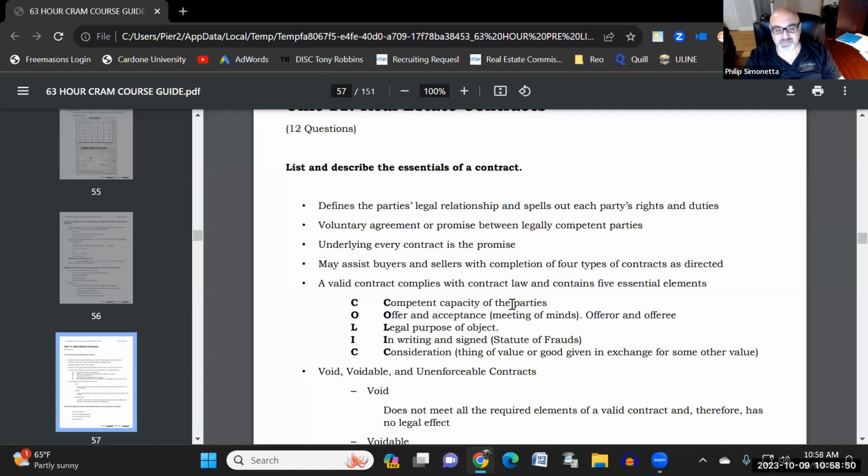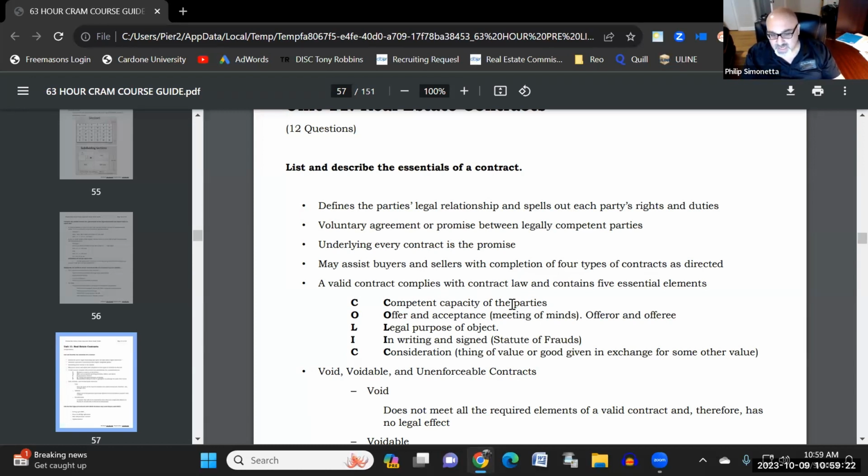A contract defines the parties' legal relationship and spells out each party's rights and duties. It's a voluntary agreement or promise between legally competent parties. Underlying every contract is the promise. There's a promise of something. And it may assist buyers, agents, and brokers. Our job is to assist buyers and sellers with completion of the four types of contract as directed.